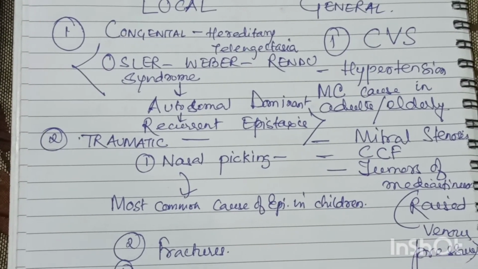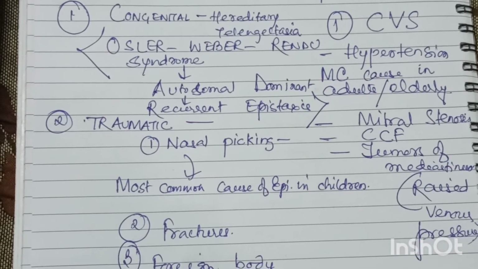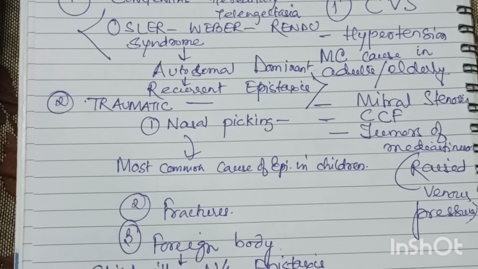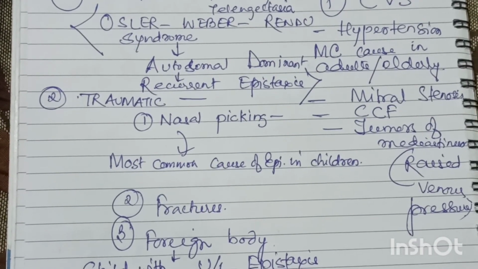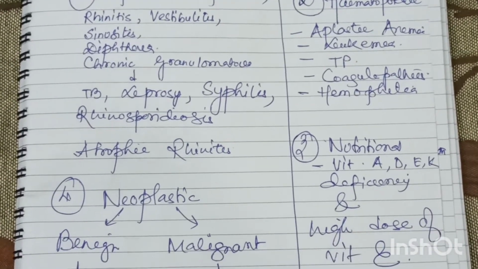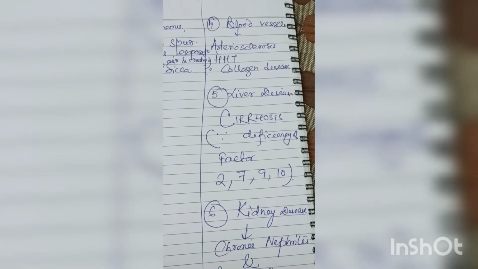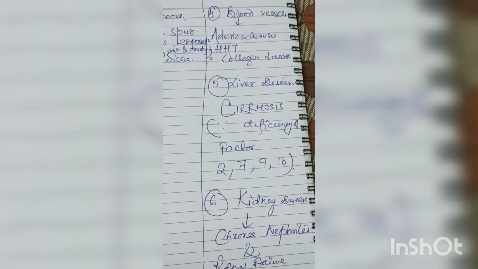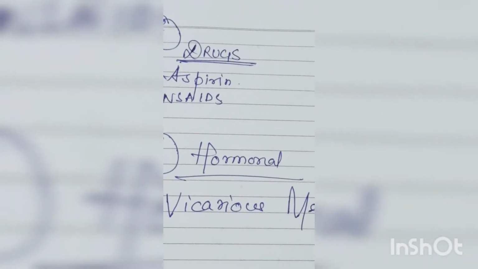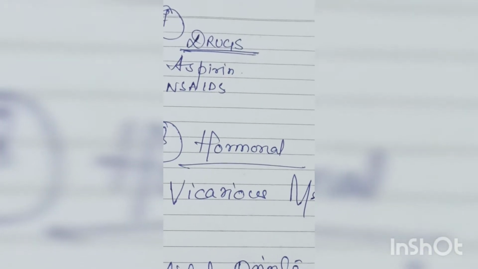Moving on to the general causes, the first one is the cardiovascular system. Hypertension is the most common cause of epistaxis in adults or the elderly. The other causes are mitral stenosis, congestive cardiac failure, and tumors, that is mediastinal tumors, due to raised venous pressure. Hematopoietic causes, all are described. Nutritional causes. The other causes are in the blood vessel, liver disease and kidney disease. I have described why so.